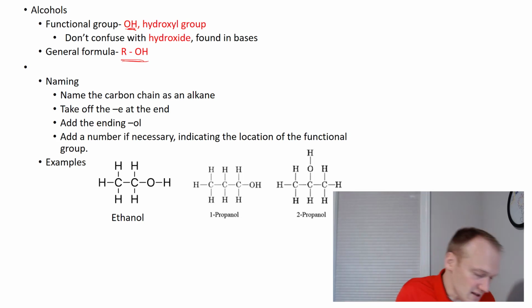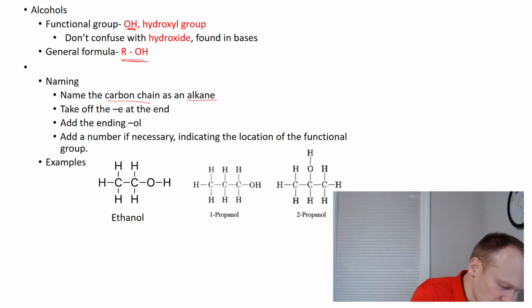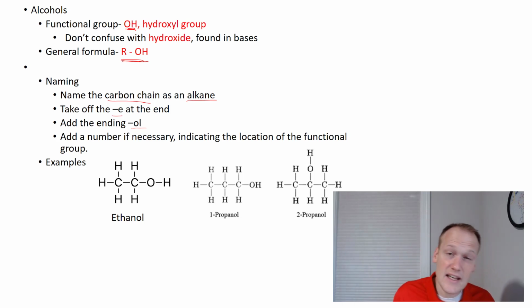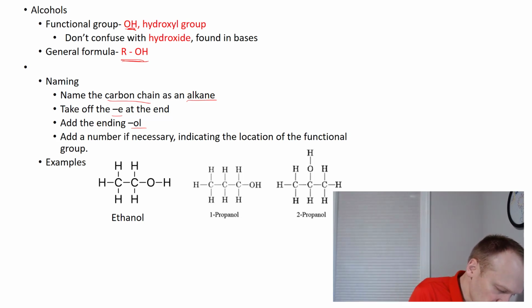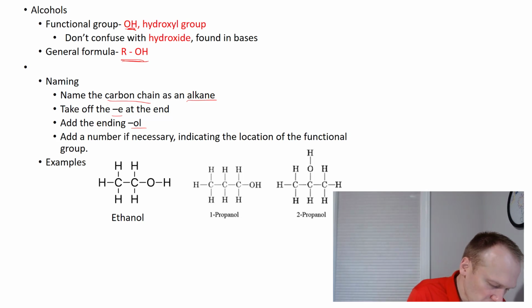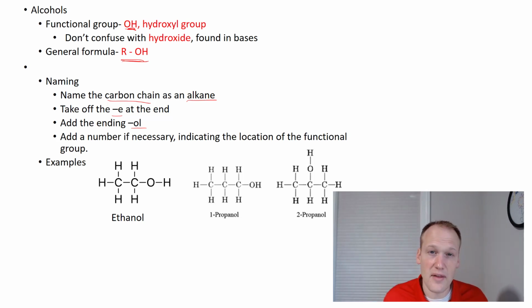The way that we name these is we're going to name the carbon chain as an alkane. So for instance, if there are 2 carbons in the chain, we'd just say ethane. And then we're going to take the E off and add OL as an alcohol. So if we have 2 carbons, that's ethane, and then we see our alcohol group on the end, so this would be called ethanol.